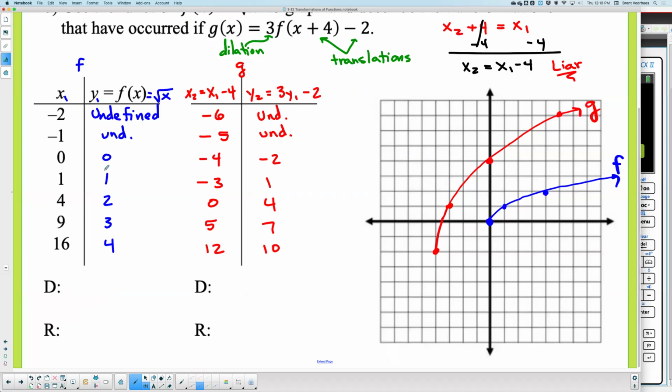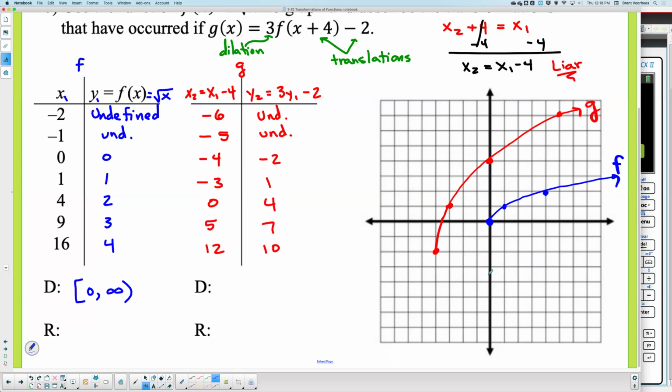I always start with the parent functions because it's the easiest. When you look at the domain here, we're talking about x's. Am I all reals? That means negatives, positives, and zeros? No. What do I not have? Negatives. Do I have 0? Do I have positives? So it's going to be from 0 to positive infinity. You don't have the negatives, and that's because rule number 2, you can't take the square root of a negative.